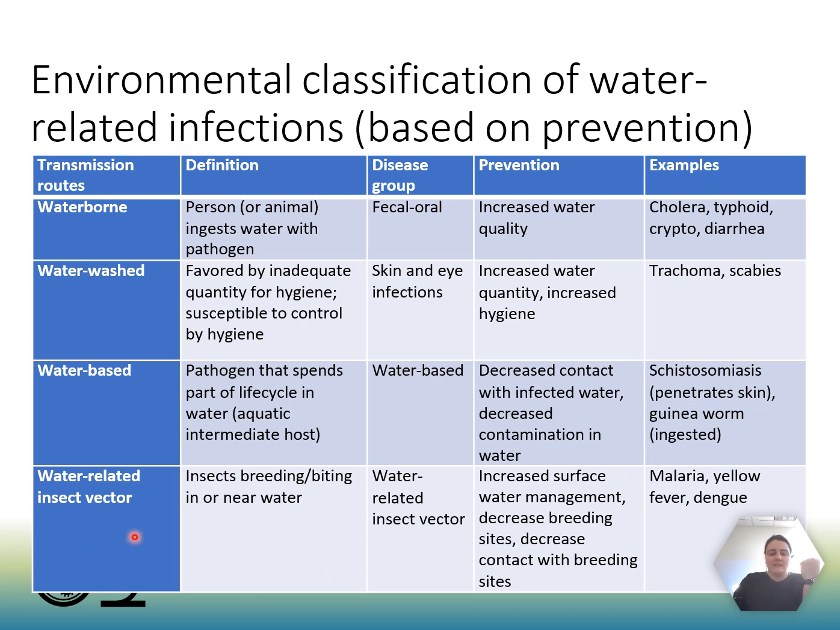We can also have water-related insect vectors. So if we have insects breeding or biting in or near water, like mosquitoes, right? That's basically the insect vector that we have. If we manage our surface waters, we decrease breeding sites, kind of like what we talked about when we were talking about Disneyland and decreasing the ability for mosquitoes to breed. That's related to a water-related insect vector pathogen. And things like malaria, dengue fever, yellow fever are all related to insect-borne diseases.